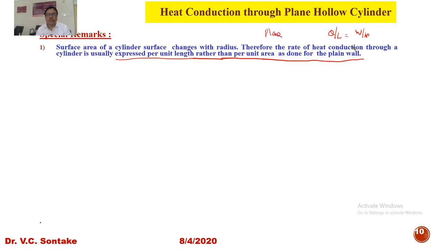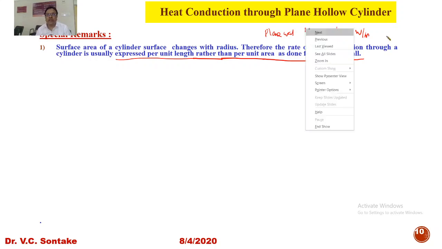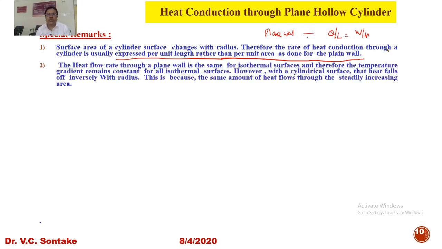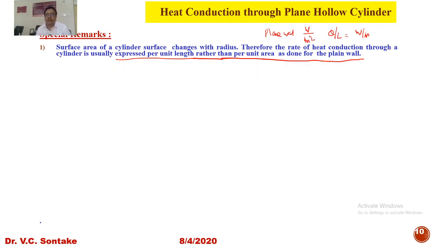Whereas in the case of a plane wall, since the area is constant everywhere, I consider it as watt per meter square. Whereas in the case of a cylinder, we will consider it as watt per meter length. Heat transfer rate per unit length, its unit will be watt per meter.